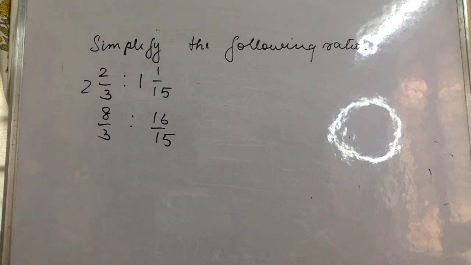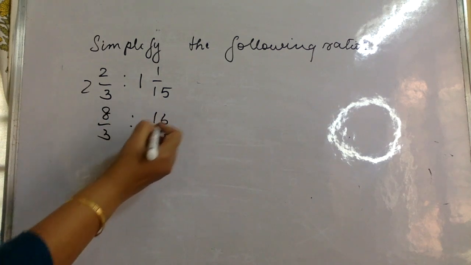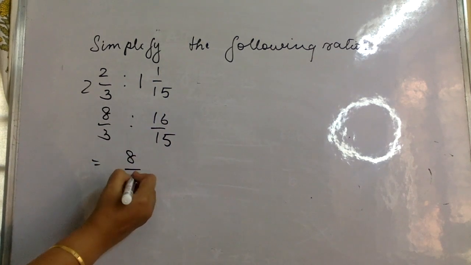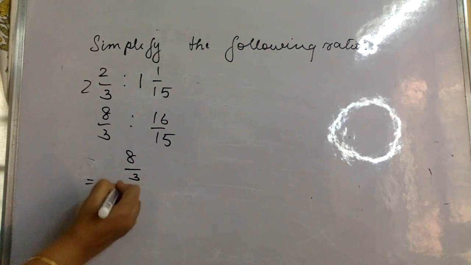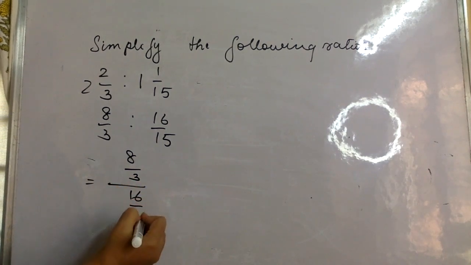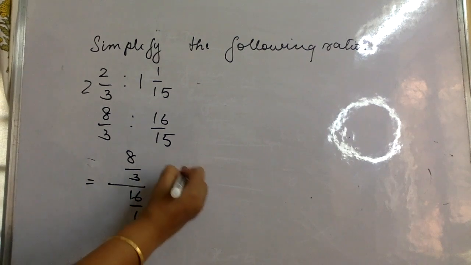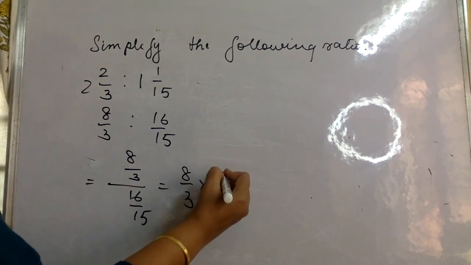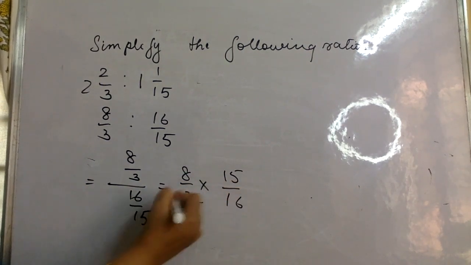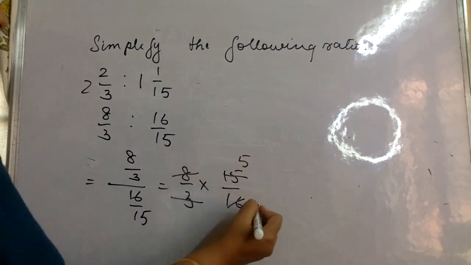So that is 8 by 3 is to 16 by 15. Now 8 by 3 is to 16 by 15 is also not a proper ratio. So what we have to do is, a ratio can also be written like this: 8 by 3 divided by 16 by 15. In that case we will have into 15 by 16. This is 5 and this is 2.